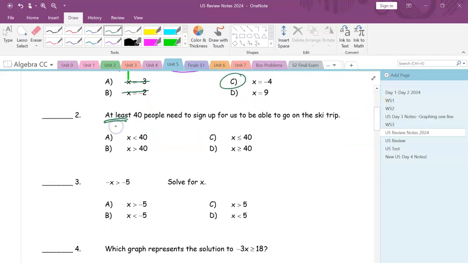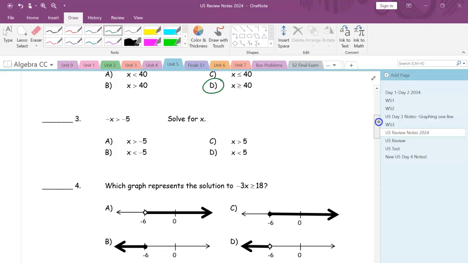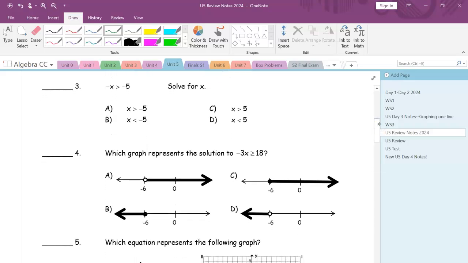At least 40 people need to sign up for us to be able to go on the ski trip. At least means greater than or equal to, and so that is D. Number 3, we're going to solve for x.